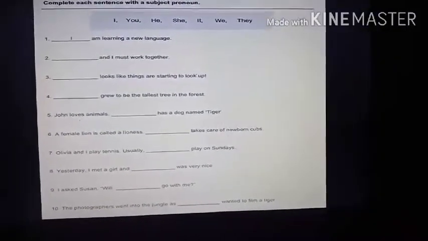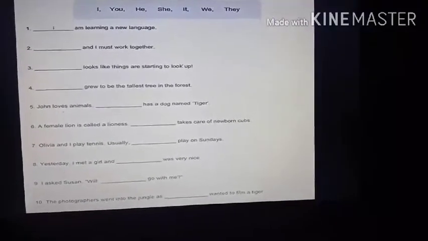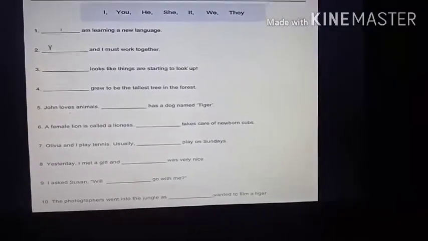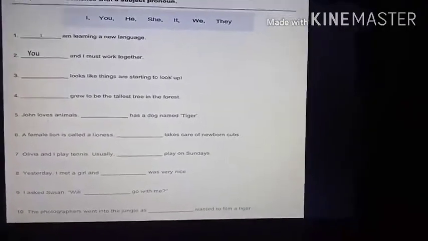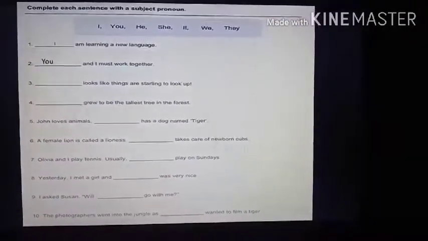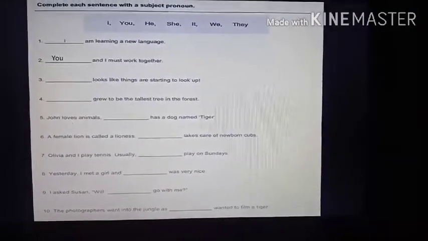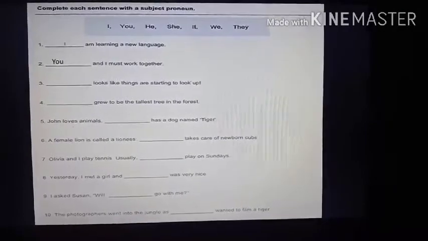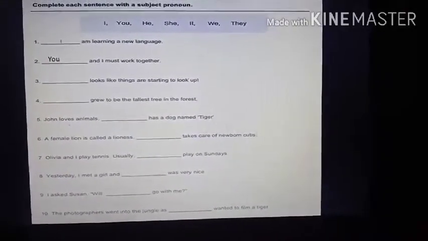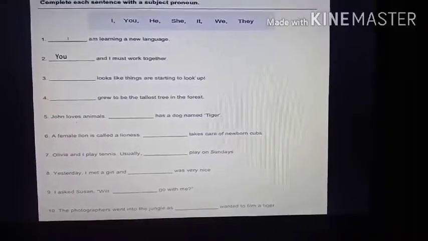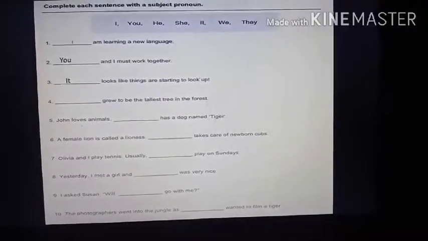Okay, now see the second one. Dash and I must work together. So what will be the answer? Yes, you and I must work together. So over here which pronoun will come? You. You and I must work together. See the third one. Dash looks like things are starting to look up. Now this is about things. So which pronoun will come over here? It pronoun.